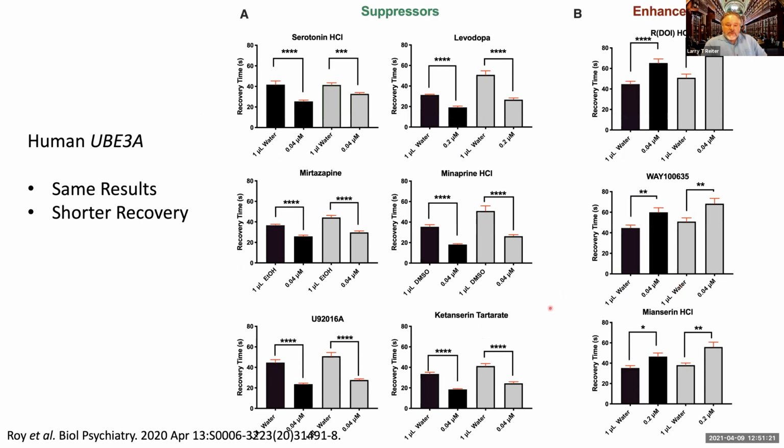This also worked using human UB3A. So we expressed human UB3A in glial cells, the same methodology, but we didn't see quite as extreme of a seizure phenotype, but they did take at least 40 seconds to recover here. And then we could suppress significantly that recovery time by adding serotonin or levodopa. And we had the same effects with enhancement with these other compounds that are antagonists.